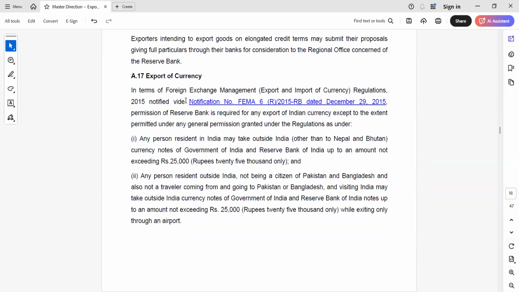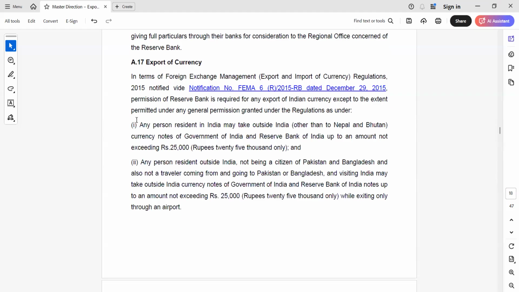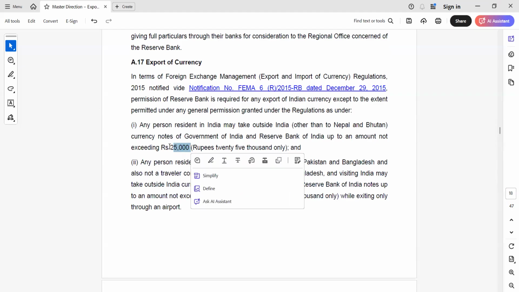So in terms of foreign exchange management regulation, we have to see what the guidelines are for export of currency, meaning when you are taking currency outside of India. First, any person resident in India may take outside, other than to Nepal and Bhutan, currency notes of Government of India and Reserve Bank up to an amount not exceeding 25,000. So this you have to remember.